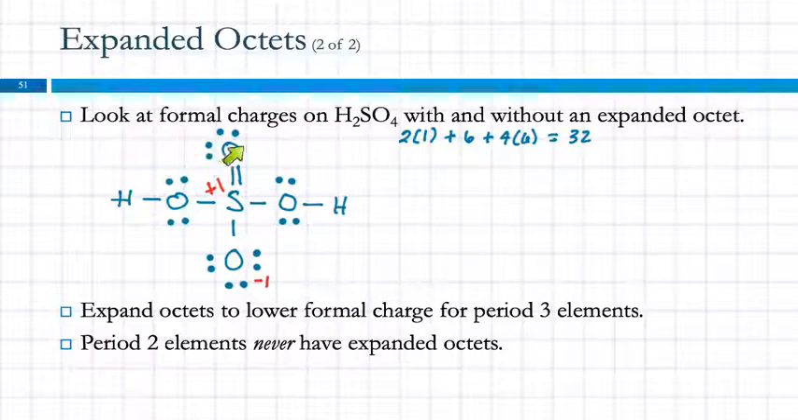Well, that worked out really nicely for this oxygen. Could we do it with this oxygen? Yeah, we could. So I'll move a lone pair to become a bonding pair. And then this is going to have a 0 formal charge. And now what about the sulfur? 0 formal charge. That's the Lewis structure for H2SO4.